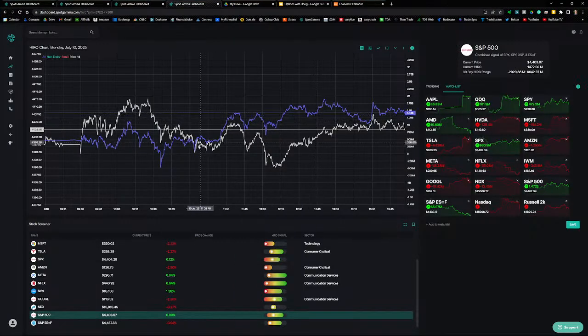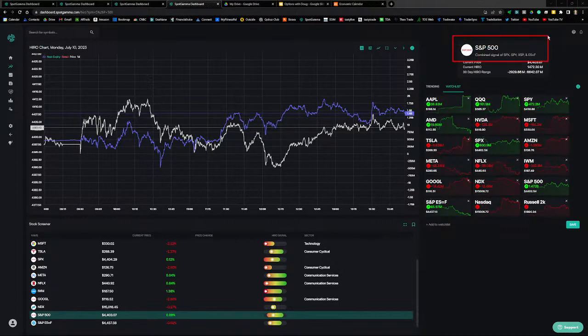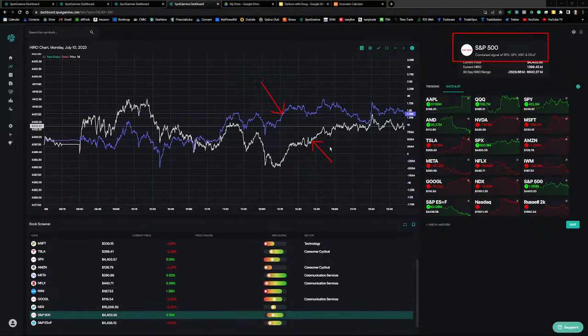Looking at the live market, start with today. So this is the S&P 500 combined signal for SPX, SPY, XSP, and ES futures. And what this is showing is price for SPX with the white line and the Hero signal, hedging impact, real-time options. And this is showing options trades and market maker hedging activity for all those instruments.